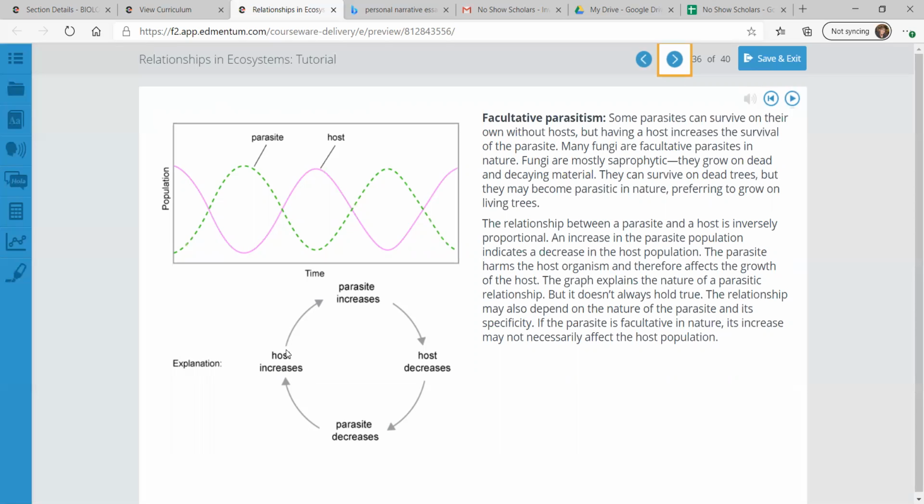It doesn't always hold true though. The relationship may also depend on the nature of the parasite and its specificity, like how specific it is with the certain host it needs. If the parasite is facultative in nature, its increase may not necessarily affect the host population at all.